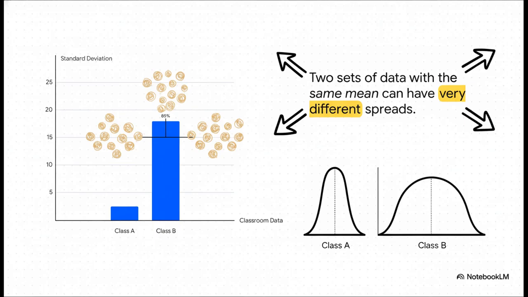No way. Class A is super consistent. Pretty much everyone scored right around 85. Class B is all over the place. You've got high scores, low scores. Same center, but a completely different reality. That's why spread matters so much.